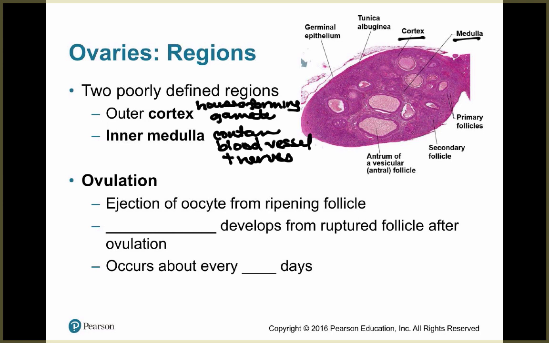Now, what's going to happen in here is this oocyte is going to become a mature egg and then be released. And the ejection of the oocyte from this ripened follicle is what's known as ovulation. And basically, once the oocyte is ejected and becomes the ovum, what's left of that follicle is what's going to end up turning into what's known as the corpus luteum. And this process, on average, occurs about every 28 days.